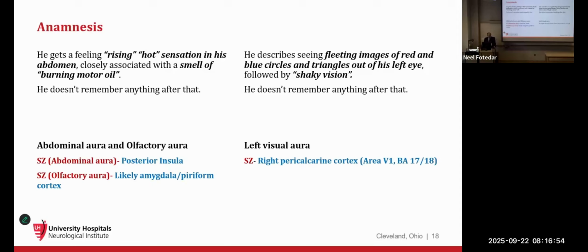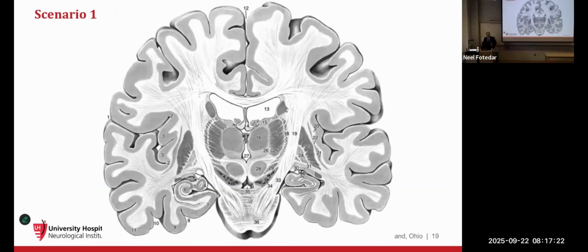For the visual aura, the symptomatogenic zone would be, because he says left eye, usually when patients say left eye, they usually mean the left field. They don't usually mean left eye. That would be the right pericalcarine cortex, right? In area V1 or Brodmann area 17, because of the way he's describing, it's a very simple visual aura, simple shapes, simple triangles and colors, and shaky vision usually occurs because of a little bit of nystagmus they might get with it. So these are two hypothetical scenarios, and I'm going to show you how that would make a difference.